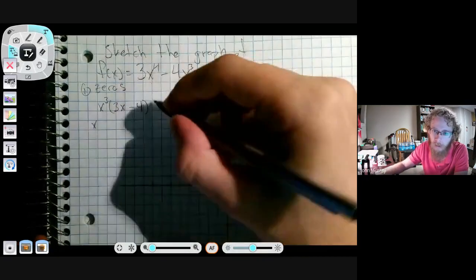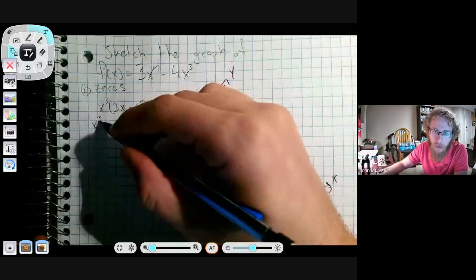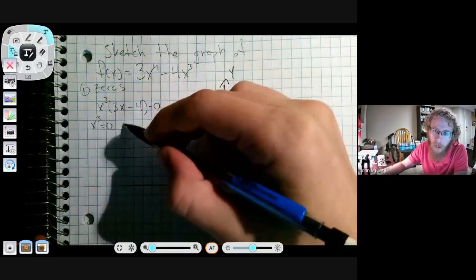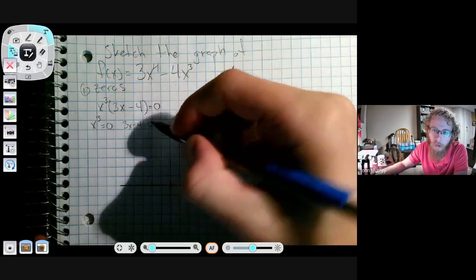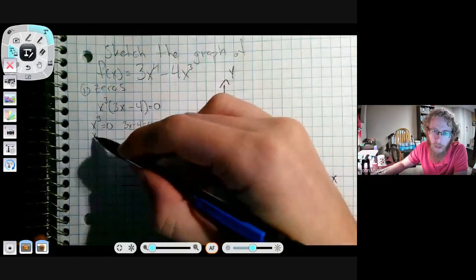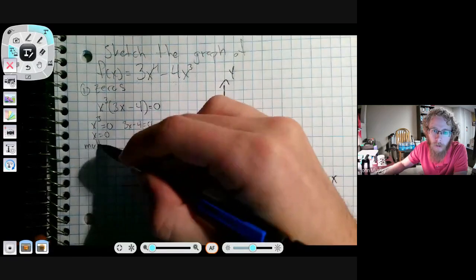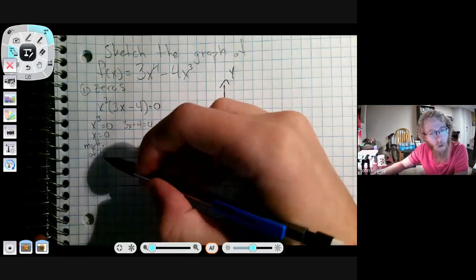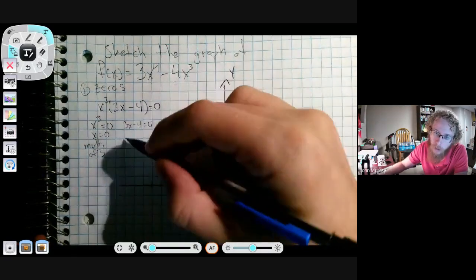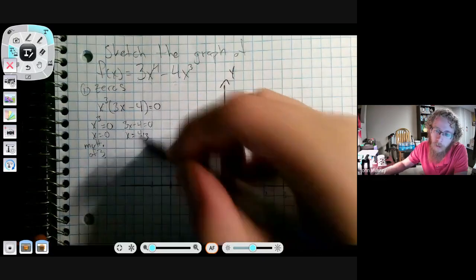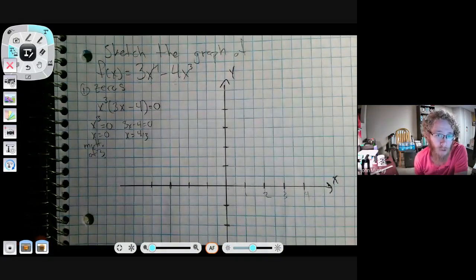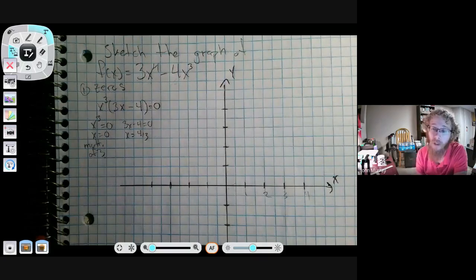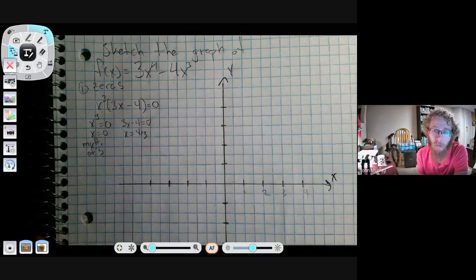So I have x to the third times (3x minus 4). Remember, we set this equal to 0. So I have x to the third equals 0, and I have 3x minus 4 equals 0. So here I get x equals 0 with a multiplicity of 3. That's telling me I'm going to cross through my graph here. I'm going to have a zero of 4/3. Again, we're just sketching, so it doesn't have to be exactly precise, but just know that 4/3 is 1 1/3, or 1.3. So it's going to be a little above 1.